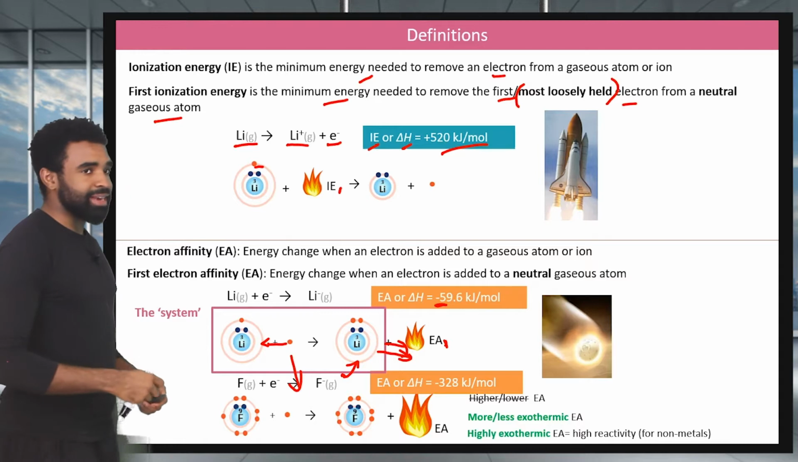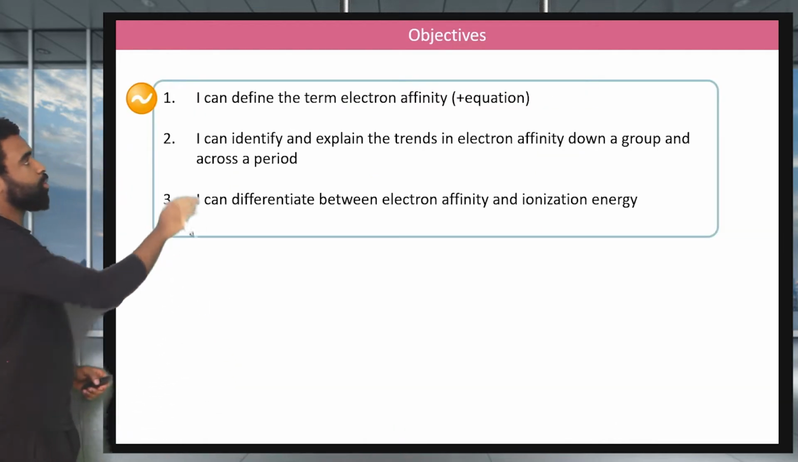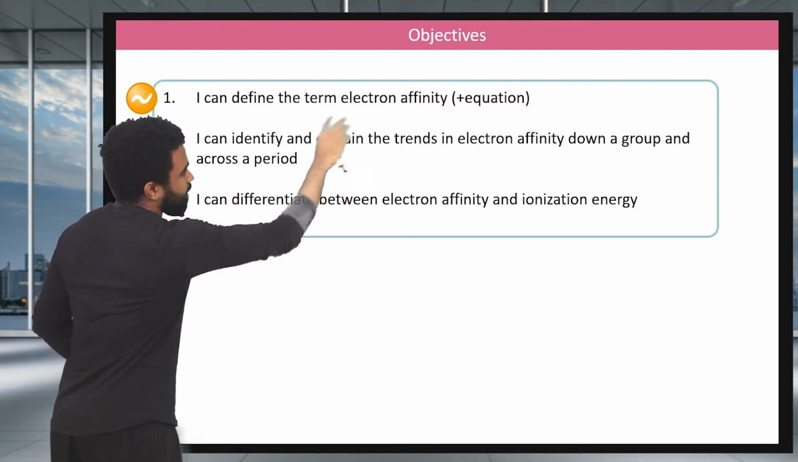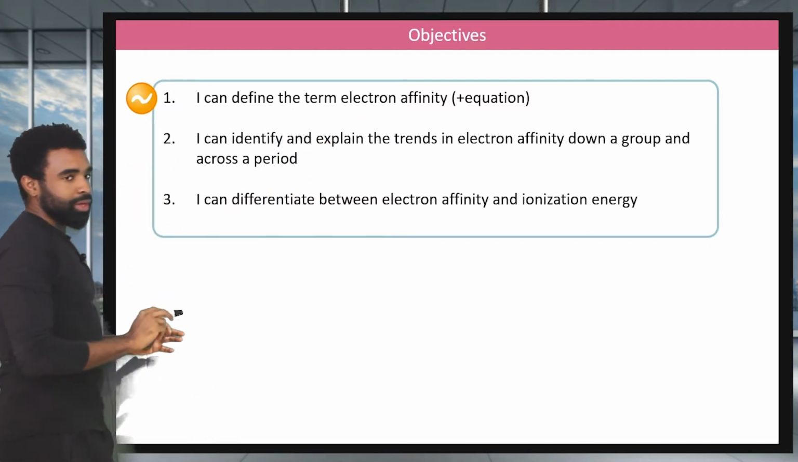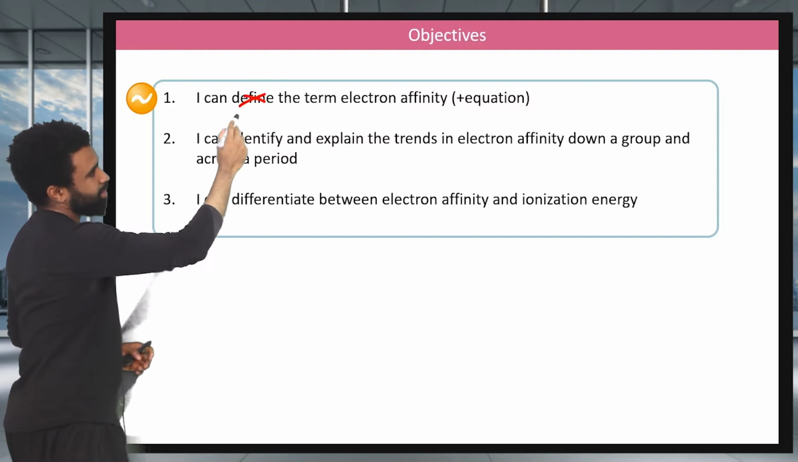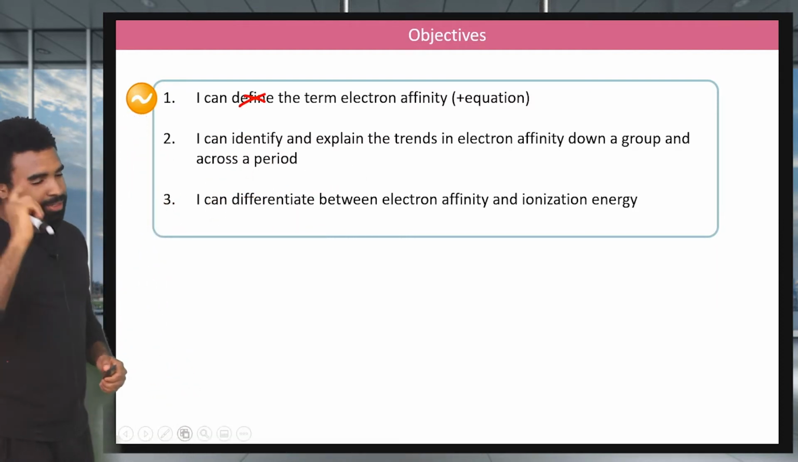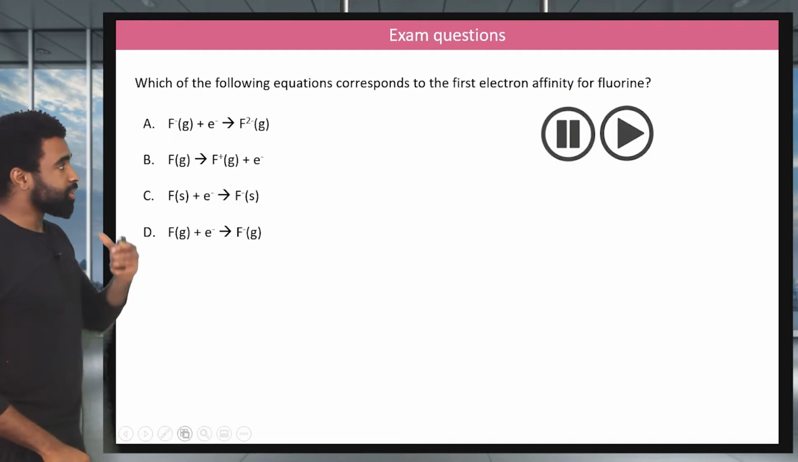That was a fairly dense slide. Let's look now at some questions. I say we are about an orange light with this first objective, to be able to define the term electron affinity. Although we can do more than define it now, we can really explain it, and we should have the relevant equation in mind. Let's answer some questions based on that.